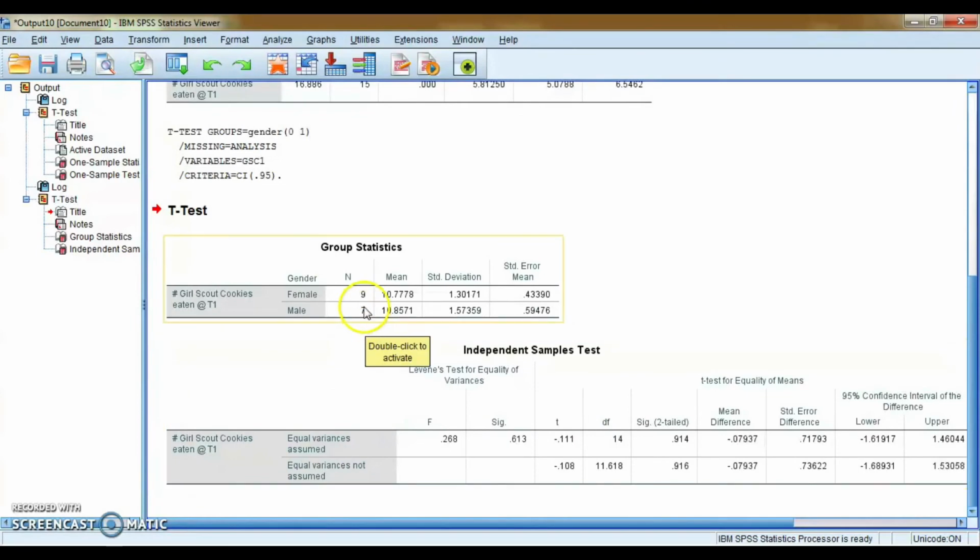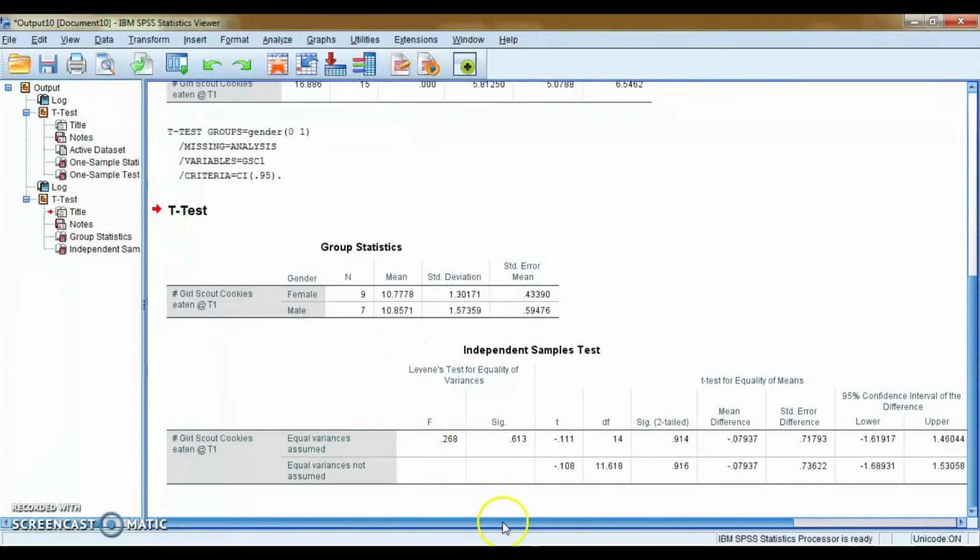Let's see here, we have our group statistics and we have our independent samples test here. So, the first thing you want to look at is the number of males and females. Okay, 7 males, 9 females. The number of cookies they eat. Let's see, males eat 10.85 cookies. Females eat 10.77 and change. They might not be too different. The eyeball test to me makes it seem like they're not too different.